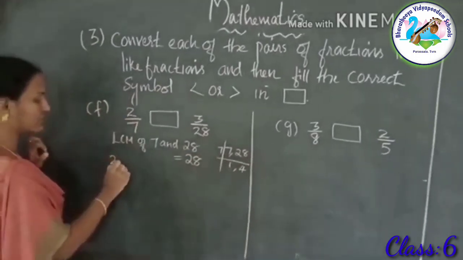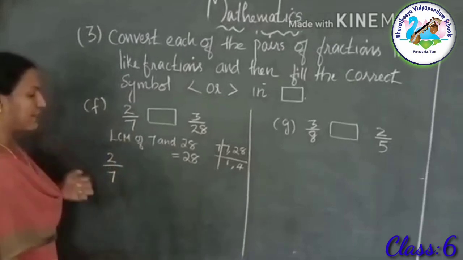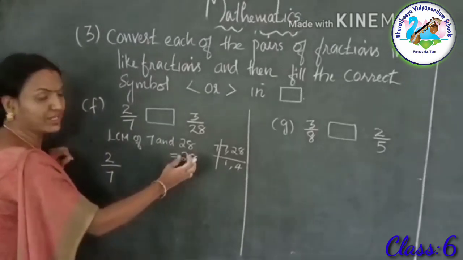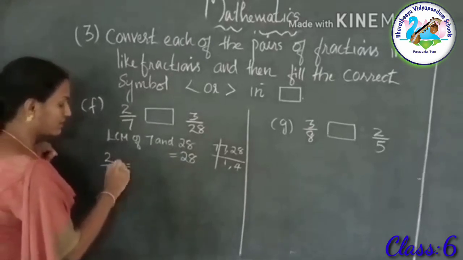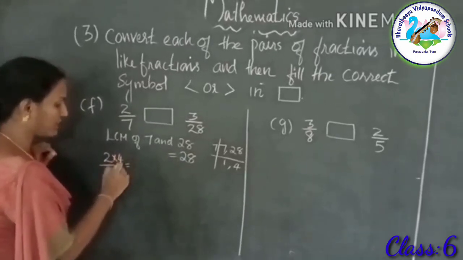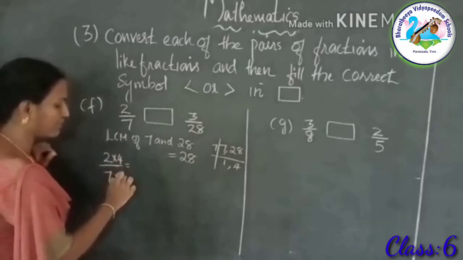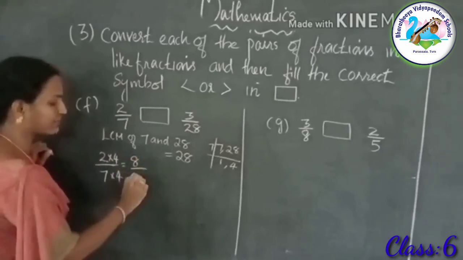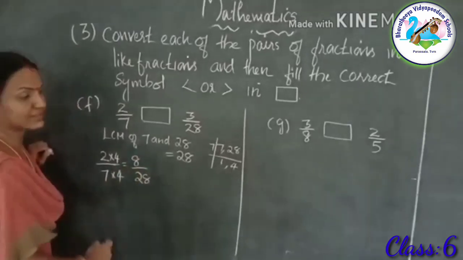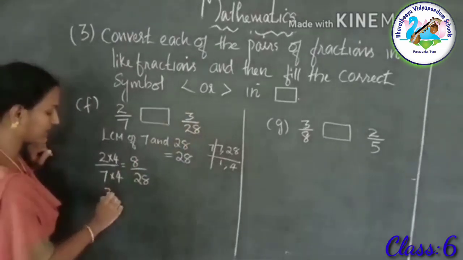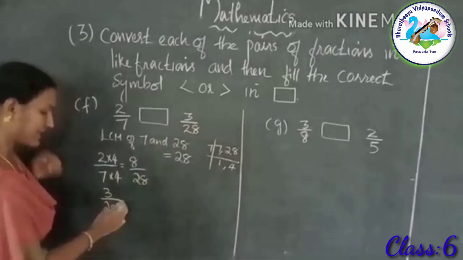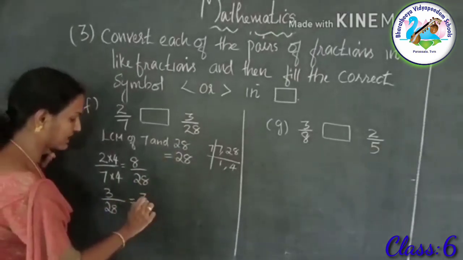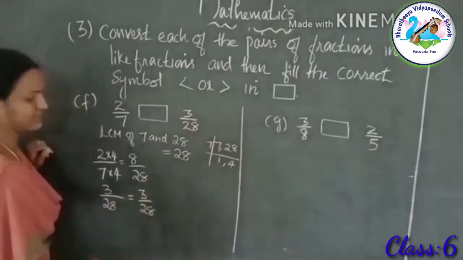So the first fraction, 2 by 7. Multiply 7 with 4, we get 28. So 2 into 4 divided by 7 into 4. 2 into 4, 8 divided by 28. Next fraction, 3 by 28. Here the denominator is same, 28. So we write the same fraction, 3 by 28.